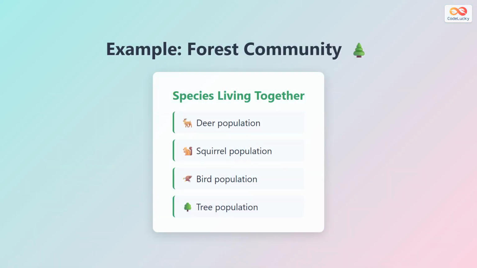Let's look at a forest community as an example. In a single forest, you might find deer populations, squirrel populations, bird populations, and tree populations all living together. Each of these represents a different species, but together they form one forest community.